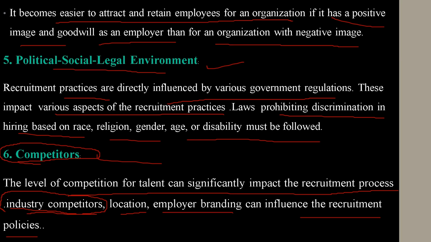Next we have location also. Desirable locations may have an advantage in attracting more candidates. I've told you, right? There are some locations which are familiar, or where we can find more candidates for some specific skills. So desirable locations also have an advantage in attracting talent. A strong employer brand can also help the organization to stand out from the competition and attract more people, attract top talent. Hope you understand these external factors.